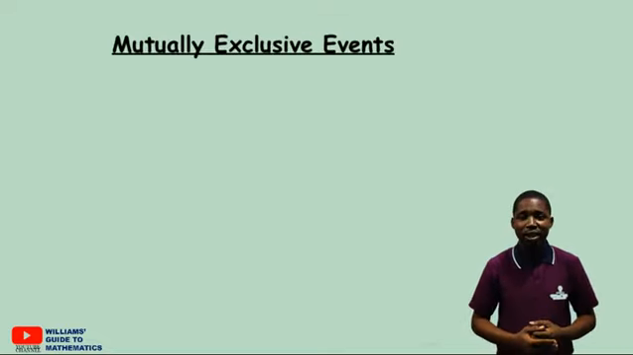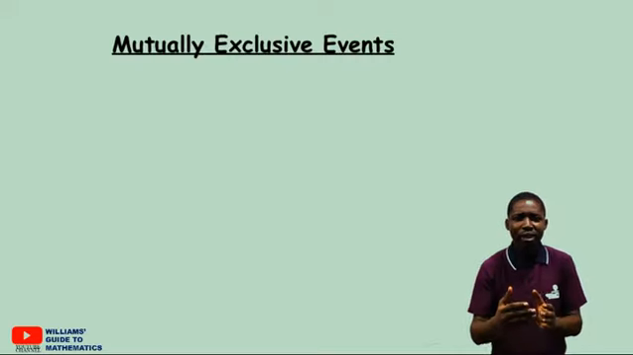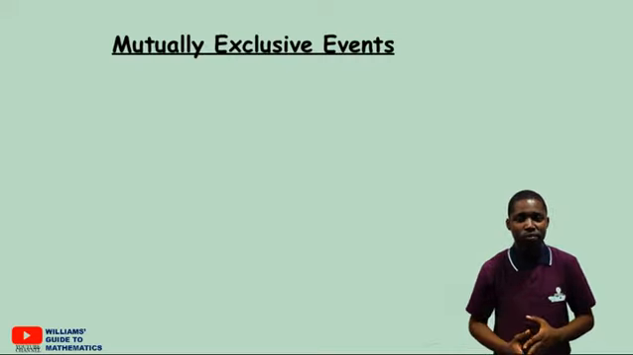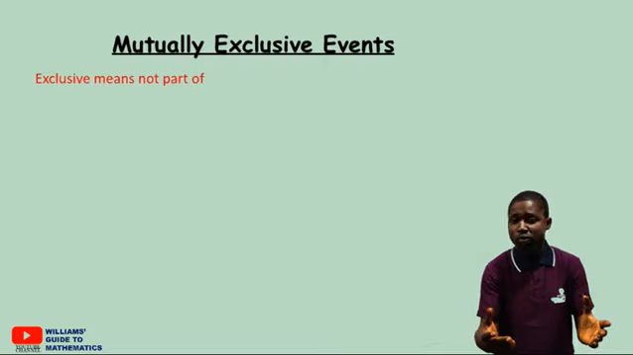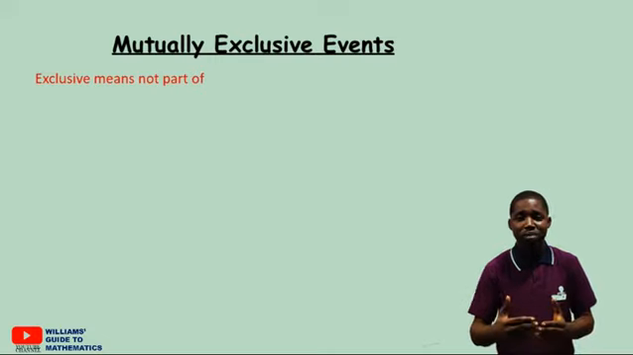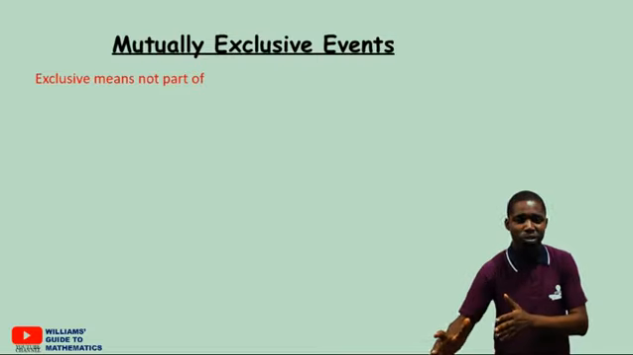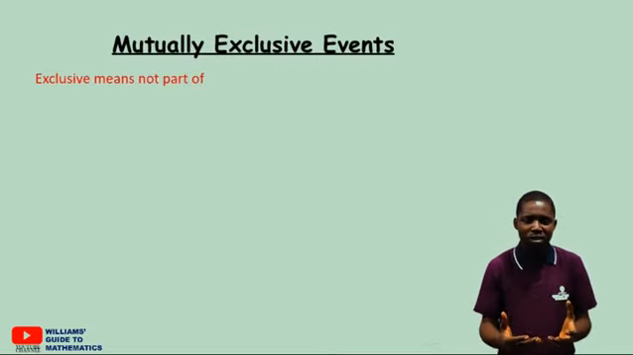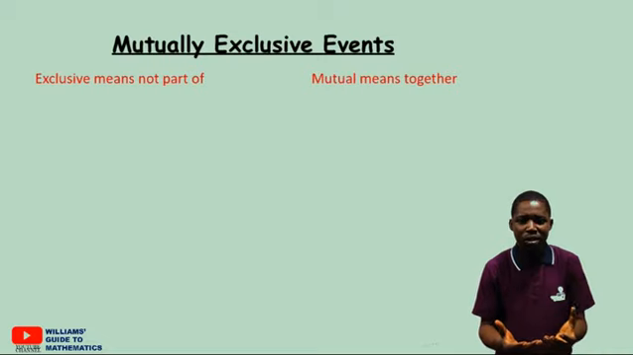Let us start with mutually exclusive events. When do we say an event is mutually exclusive? Let me take the two keywords, mutually exclusive. I'll start with exclusive. When something is exclusive, it means not part of. Inclusive means part of. If I'm including something, that means that thing is part of it. If I'm saying exclusive or something is excluded, that means that thing is not part of. Now, mutual. When something is mutual, it means they enjoy this benefit together. They go together.